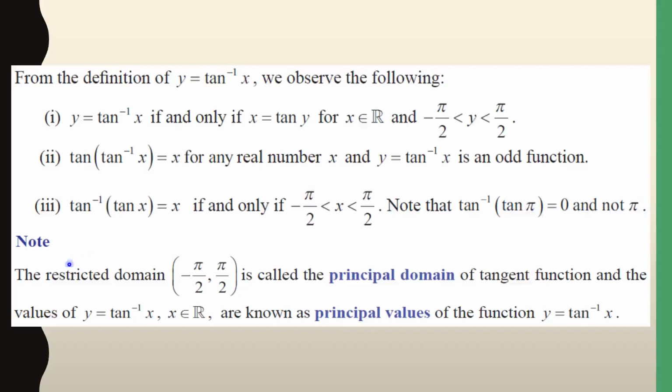Let us see the note. The restricted domain minus pi by 2 comma pi by 2, that is the open interval, is called the principal domain. So only the values within this domain are considered, and when the next values change, the same answers keep repeating. So this is called the principal domain of the tangent function, and the values of y equal to tan inverse of x for all x belonging to R are known as the principal values of the function y equal to tan inverse of x. Those values are called the principal value.